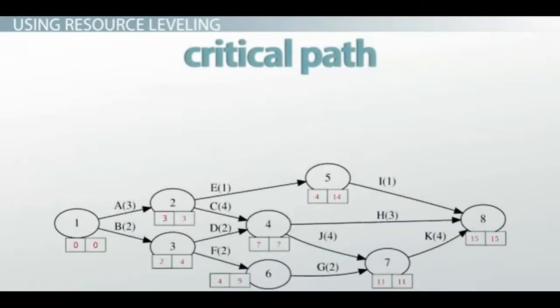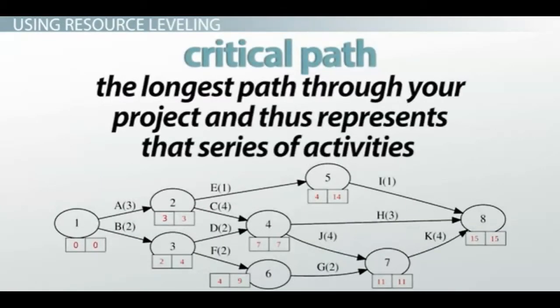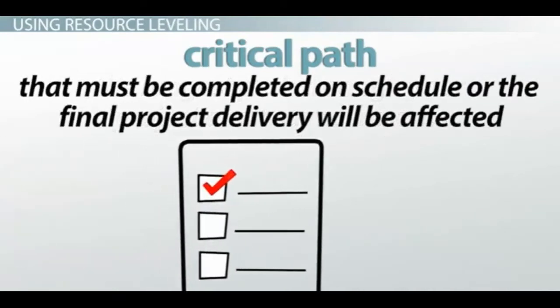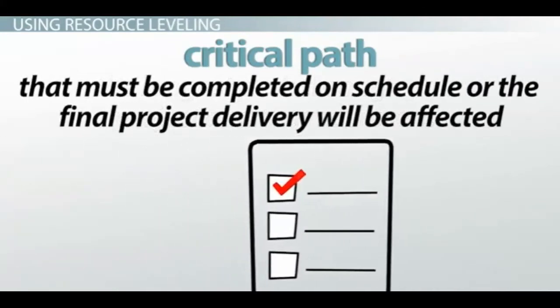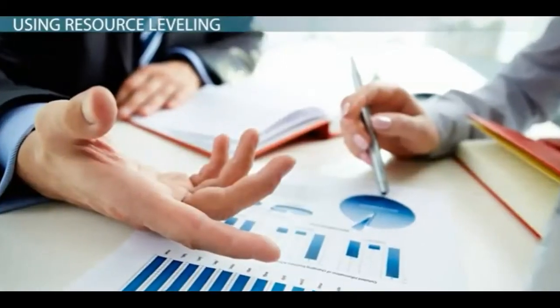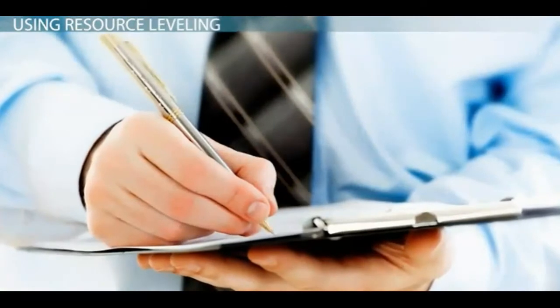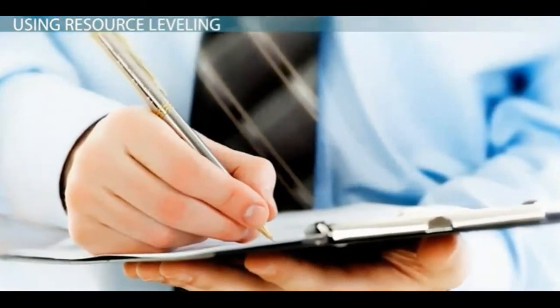The critical path is the longest path through your project and thus represents that series of activities that must be completed on schedule or the final project delivery will be affected. The iterative nature of project scheduling and resource leveling are part of what makes project management as much an art as it is a science.